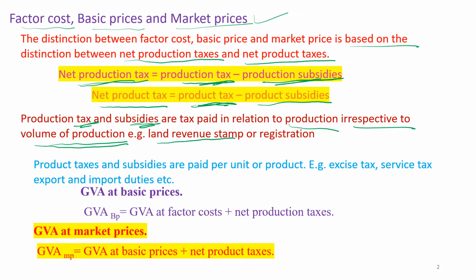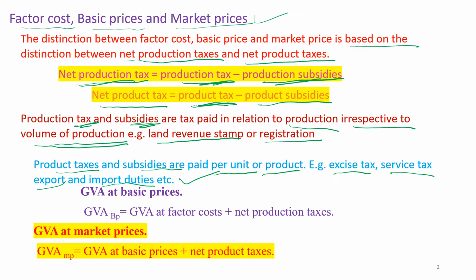Examples are land revenue, stamps, registration, etc. Then product taxes and subsidies are related to the product. That means it is a tax or subsidy given per unit of output produced. For example, excise tax, service tax, export-import duties, etc.